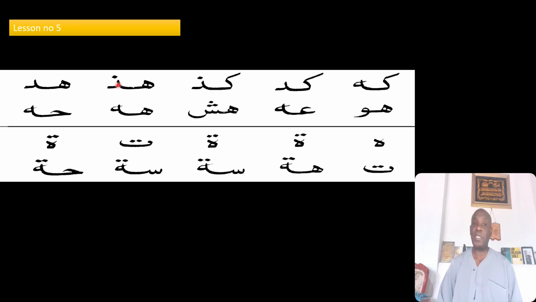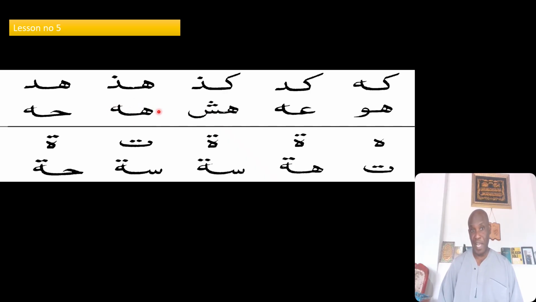Then you've got ha connected to dal. This is the ha connected to dal, when the dal comes at the end of the letter. And here is ha connected to waw. Then ain connected to ha. Ha connected to shin. Then you've got ha connected to ha.